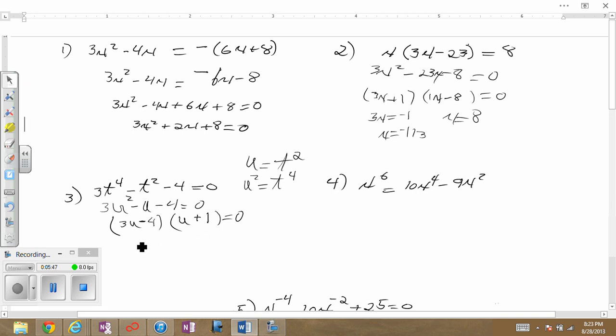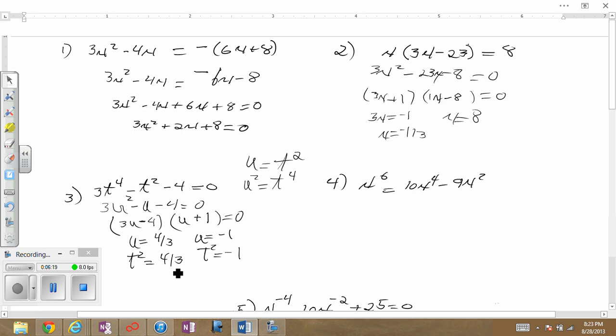So here, obviously, we can see that u is going to equal 4/3. Okay? And over here, u is going to equal -1. Now, I don't want to know what the value of u is. I'm after t. So then I bring back this substitution. t squared is equal to 4/3. And t squared is equal to -1.